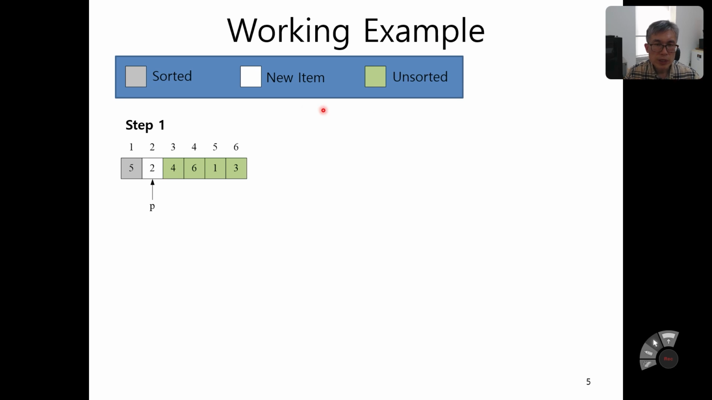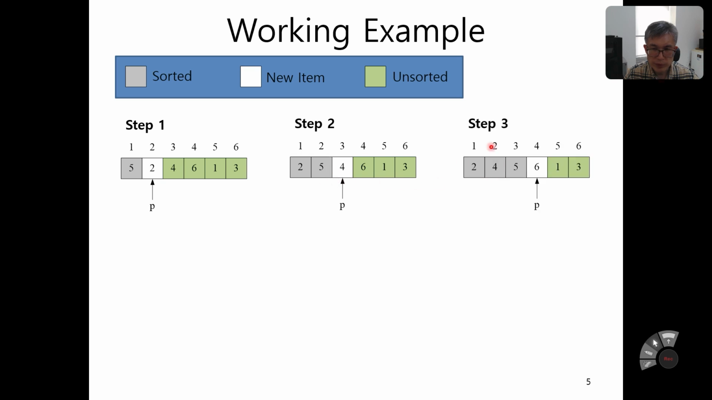So, the working example here. The first one, we assume is already sorted. Then for the second one, we compare 5 and 2. This is less, so in that case we swap. Swap means that we insert this in front of this one. In step 2, this one, 4 and 5: 4 is less, so we move to the left, and swap. And then 6 is already greater than this.